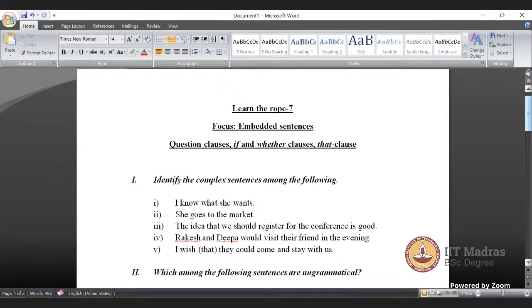asking you what you understand by complex sentences. What makes a sentence complex? You can unmute yourself and answer. Nobody? Don't know what complex sentences are, or rather what makes a sentence complex?